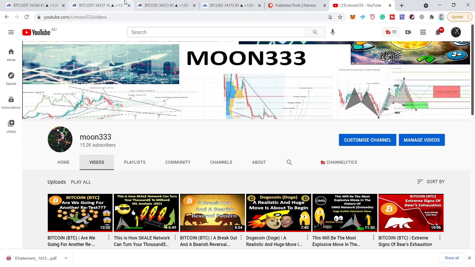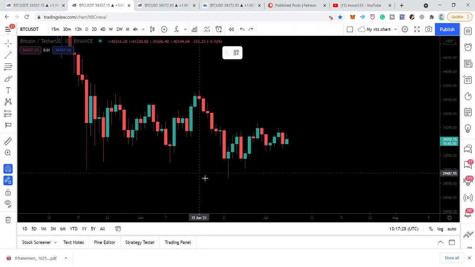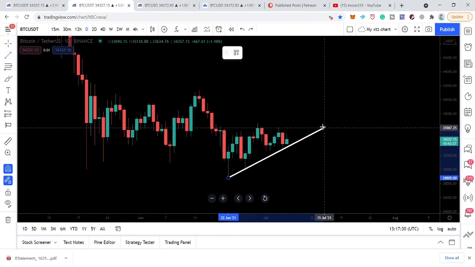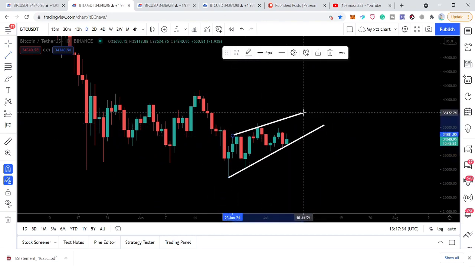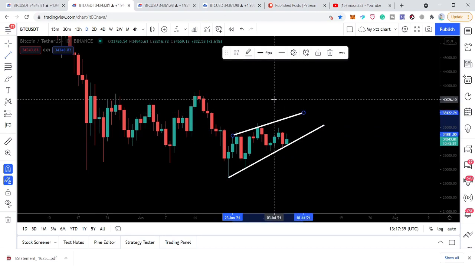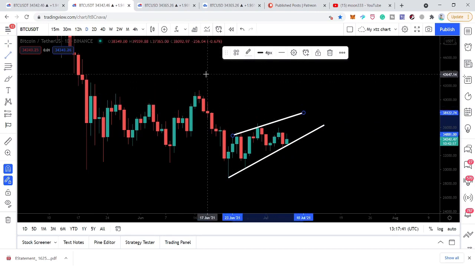Yesterday we were talking about the rising wedge pattern, and you can see that the price action is still holding this support and moving above this support of the rising wedge. In today's video, I want to discuss this rising wedge and a bigger falling wedge pattern as well, and we will also discuss the long-term analysis of Bitcoin.